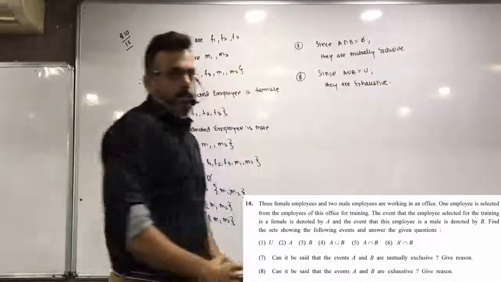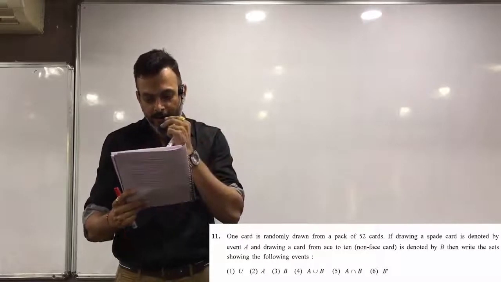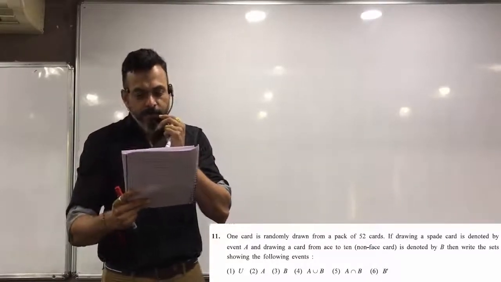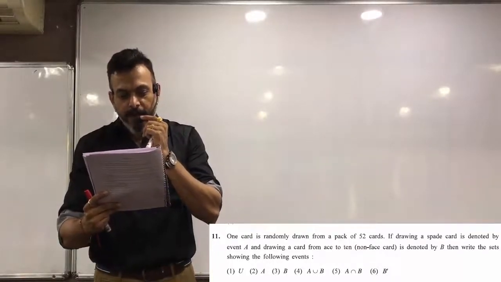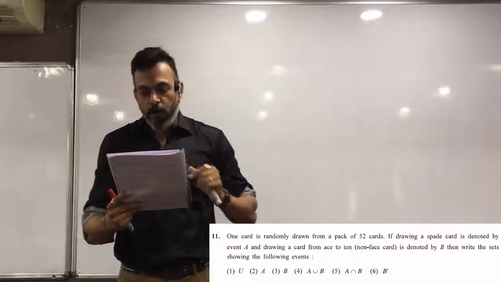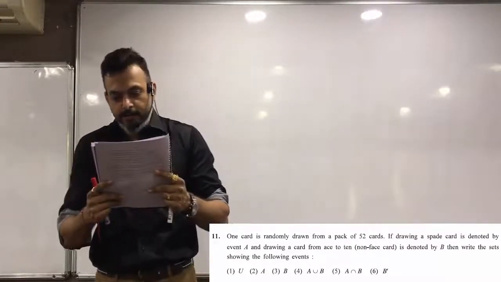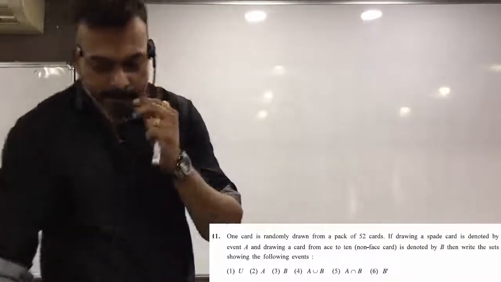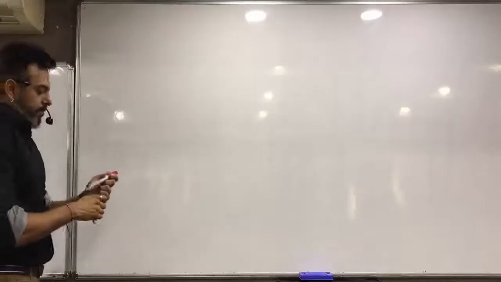One card is drawn from a pack of 52 cards. If drawing a spade card is denoted by event A and drawing a card from ace to 10, a non-face card, is denoted by B, write the set showing the following events. So whenever card-related questions come, pay attention, I'll explain to you.